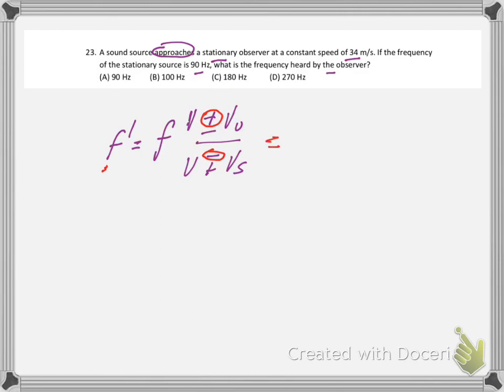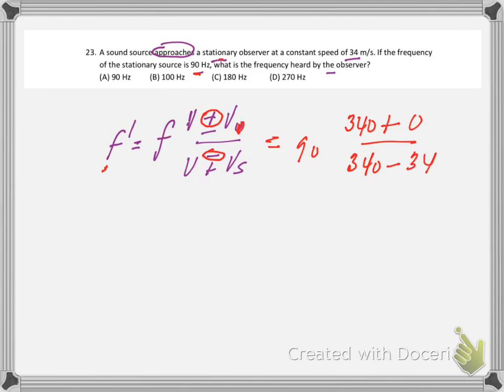So if the frequency of the stationary source is 90 hertz, we have to use 90 as the frequency, and then we have to multiply that by the velocity of speed of sound in air, which is 340, plus the velocity of the observer. The O is the observer, and it's a stationary observer, so that's going to be 0, all over the velocity of speed of sound in the air minus the velocity of the source, which would be 34.